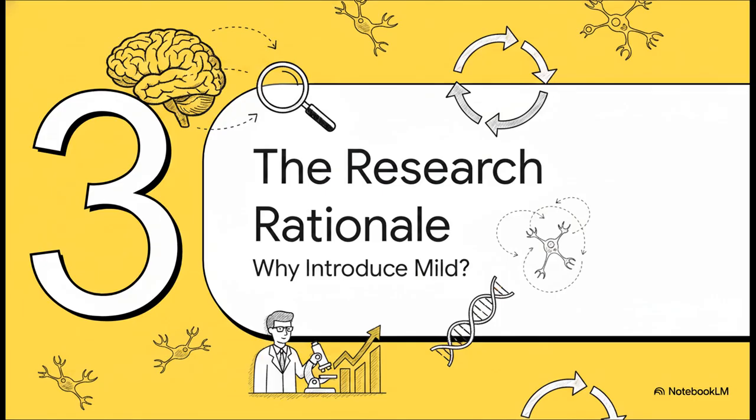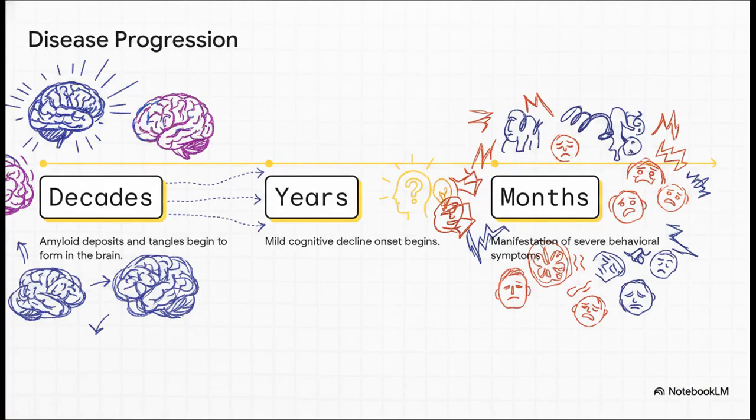Section 3, the research rationale. Now you might be wondering, why on earth did the committee even introduce this mild category in the first place? Well, it all traces back to some really ambitious Alzheimer's research goals. We know disease progression doesn't just happen overnight, right? Decades before a person ever shows behavioral symptoms, amyloid deposits and tangles are already forming in their brain. That's followed years later by mild cognitive decline, and only eventually do we see severe behavioral symptoms.